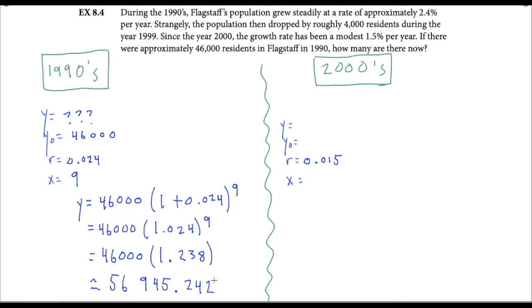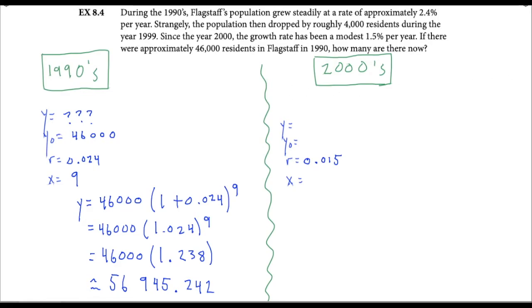So these calculations indicate that at the beginning of the year 1999, I would have a population of 56,945. I've written the decimal here, but in the context it doesn't really make sense to include a decimal, so I will utilize just the whole number part of this value. So notice then that during the year 1999, the population dropped by 4,000.